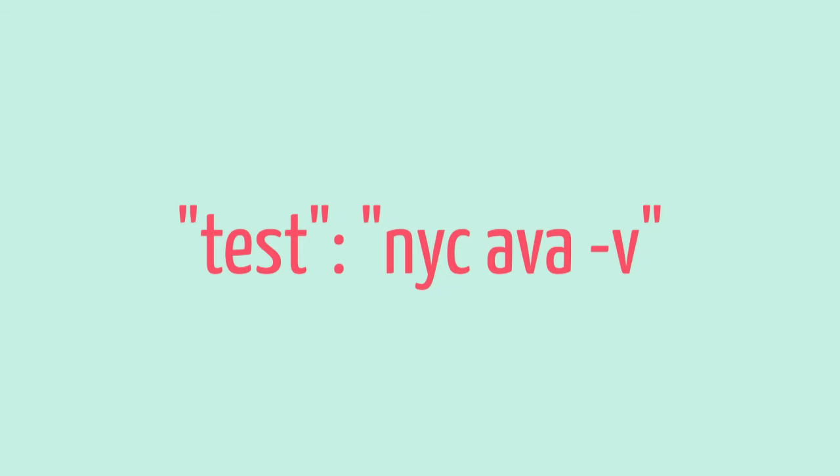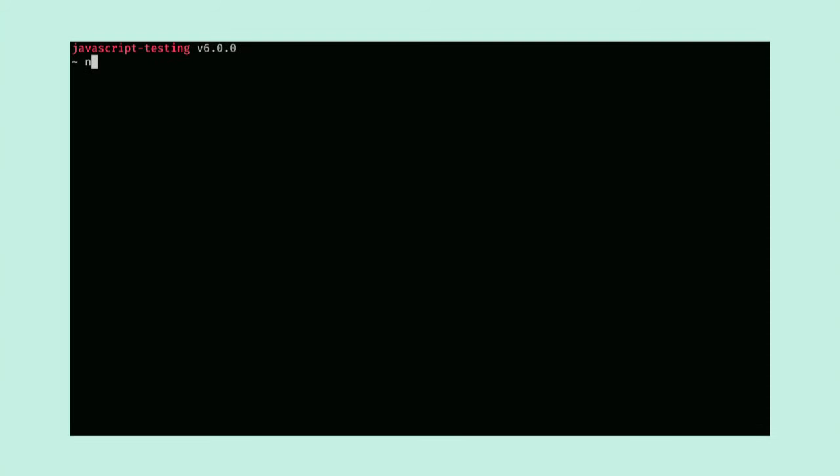So it's very easy. Just put NYC in front of AVA in your test package.json, and there you go. You're set. This is extremely easy to set up. You know, I can't stress this enough. This is really useful to see what you're doing already. So I'll just give a quick example here.